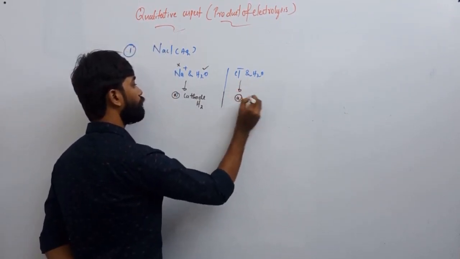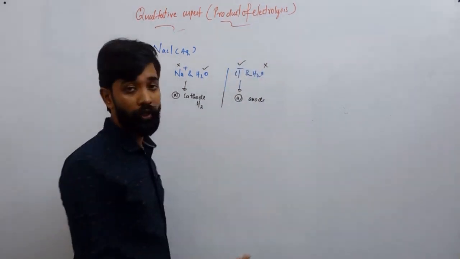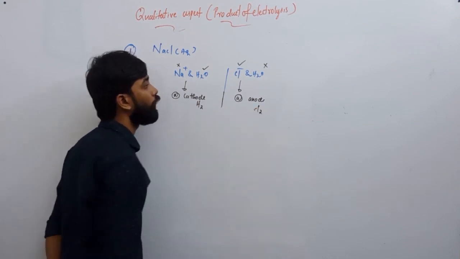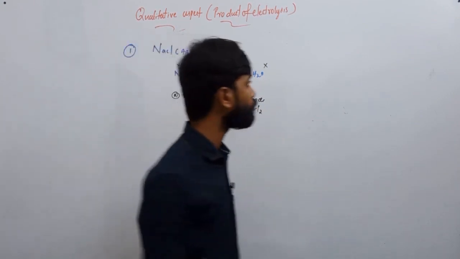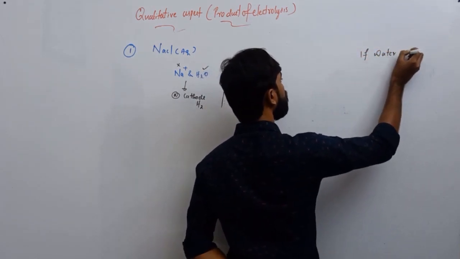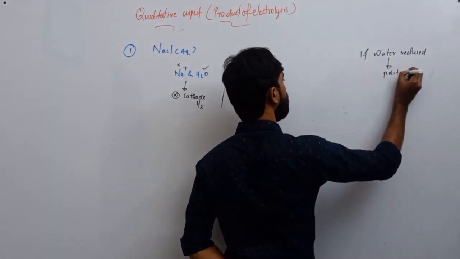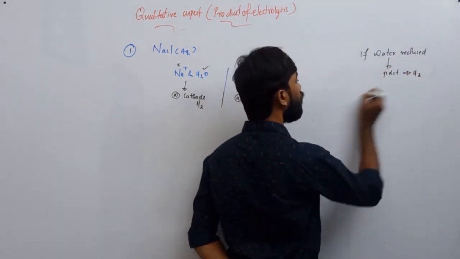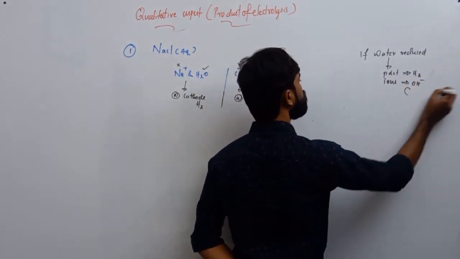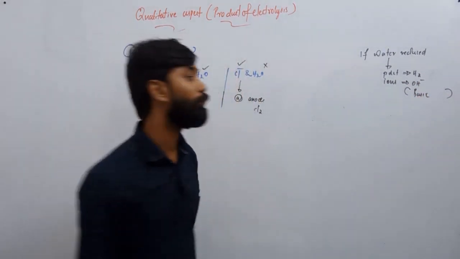So at the anode, there is a competition between chlorine and water. Chlorine will discharge. At the anode, chlorine. We all know that if water is reduced, the product is hydrogen, right? And the ion left will be OH minus, which means the solution becomes basic. If water is reduced, the solution will be basic.